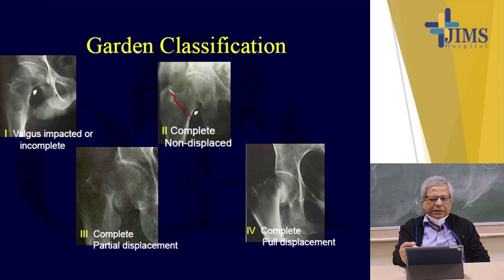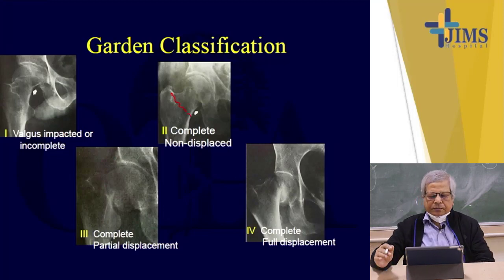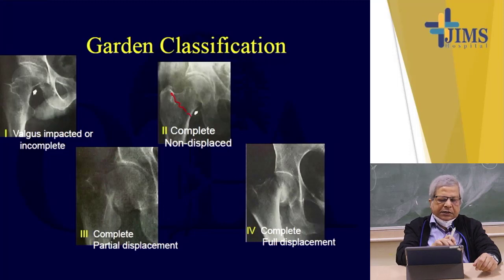And this Garden classification is very, very popular. It depends on the displacement of the fracture. Here in a Garden grade 1, it's an incomplete fracture. This fracture is clearly visible only in CT scan. The head is tilted backwards.